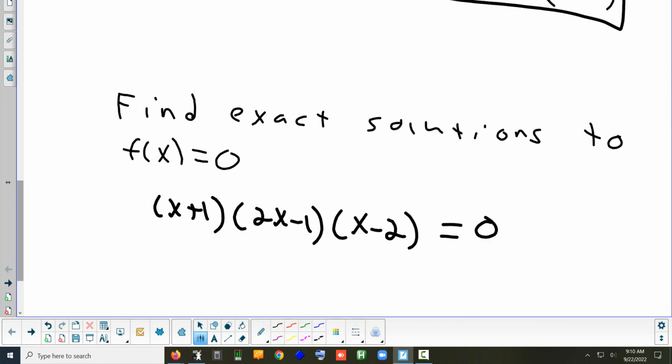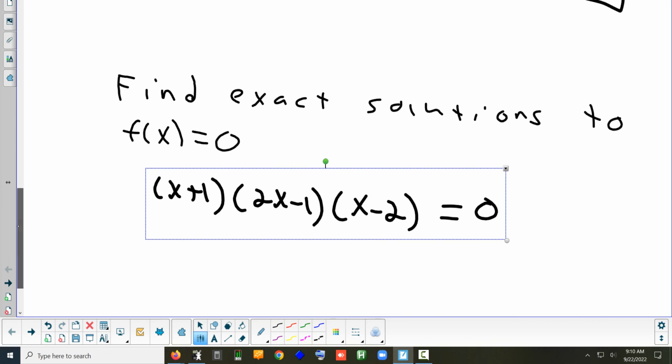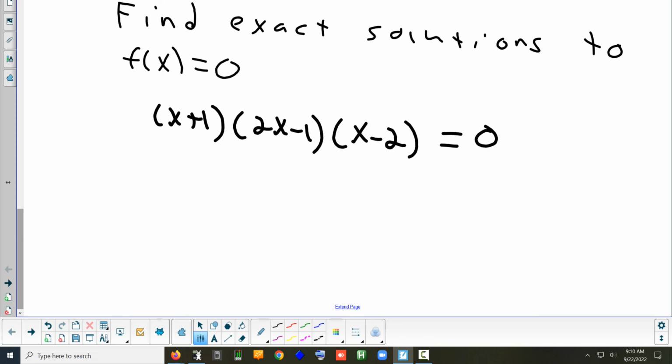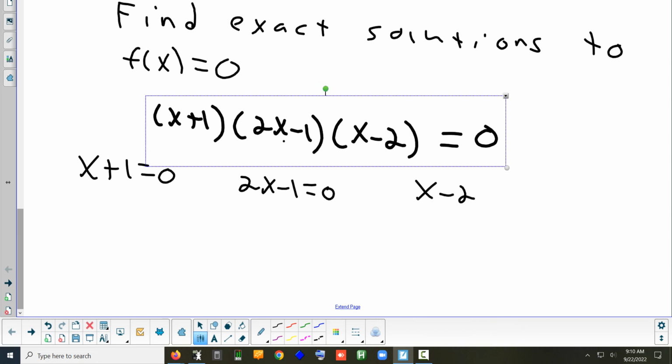Because if you multiply something times something times something and you get 0, what must have to happen? If you multiply 3 things together and you get 0 as the answer, one of them has to be 0. Either this one has to equal 0, or this one has to equal 0, or this one. So there are 3 possible options.